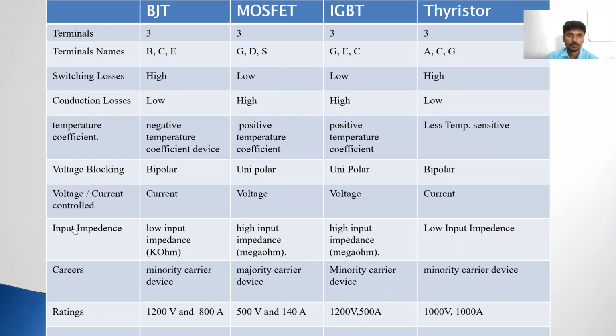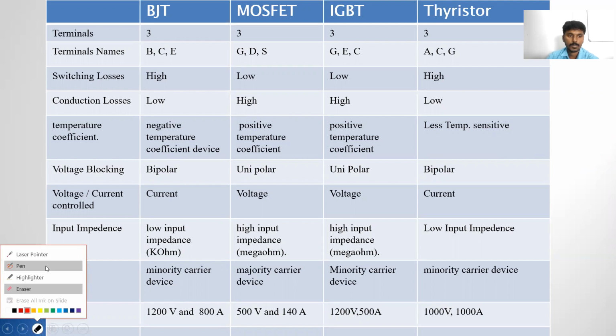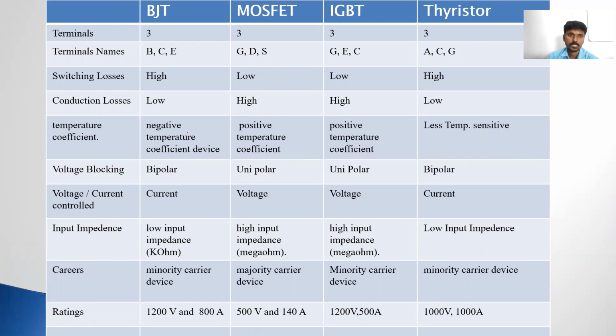Okay, so temperature coefficient. BJT has a negative temperature coefficient, MOSFET and IGBT have a positive temperature coefficient, and thyristor is less temperature sensitive. Okay, it is a temperature sensitive device.